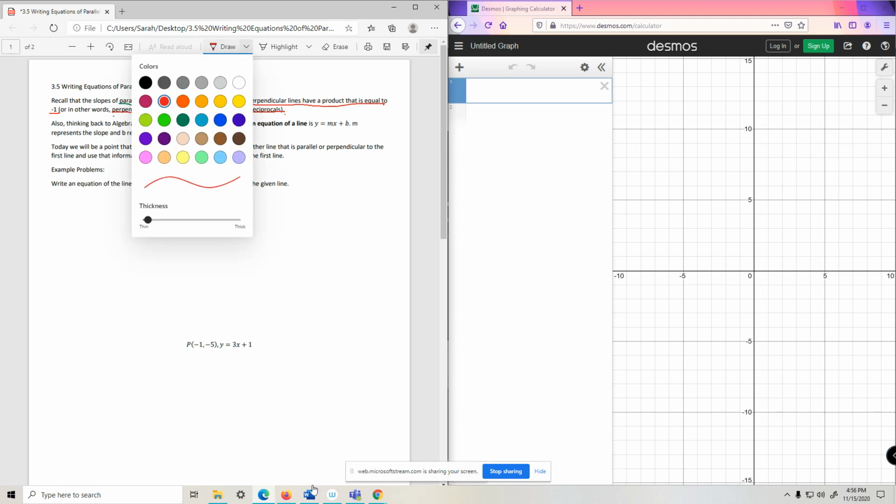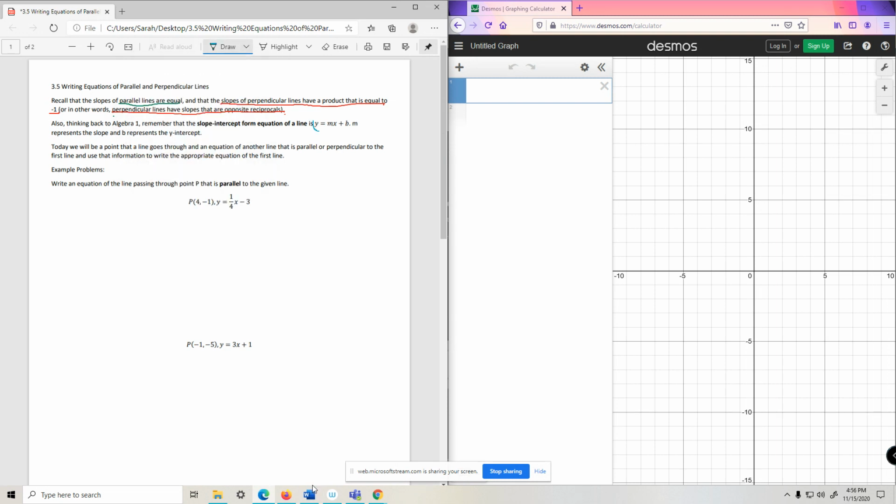The way we're going to handle this is we are going to start by using our slope-intercept form, y equals mx plus b, and go from there. In slope-intercept form, remember, thinking back to Algebra 1, m is your slope and b is your y-intercept. So let's walk through a couple of examples here.